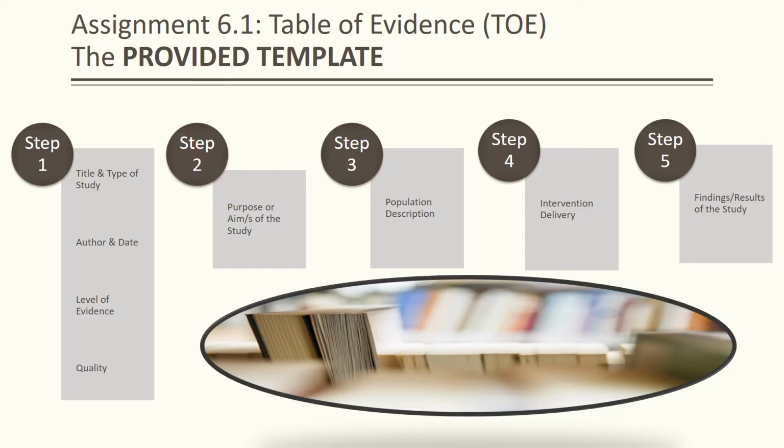Please include the following. In the first category, you're going to see the title and type of study, and that should be within the last 5 years. The author and date, the level of evidence, and the quality. Then in step 2, you'll be going over the purpose or aims of the study, then population description, intervention delivery, and then you're going to give the findings or results of the study.